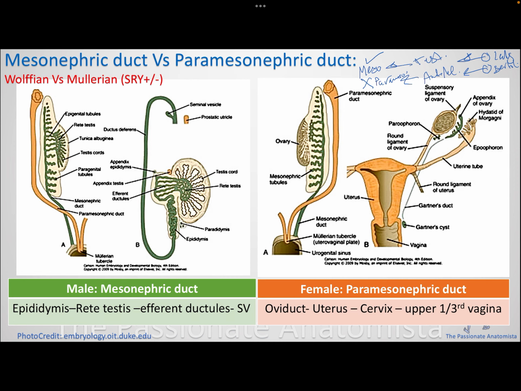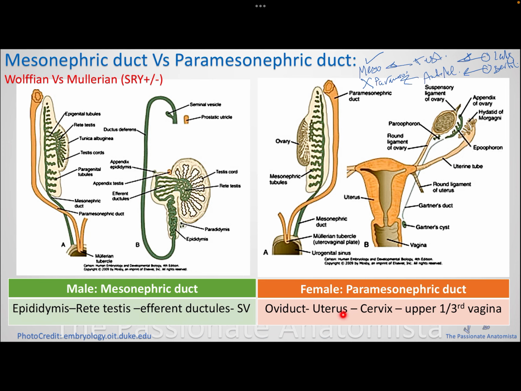Now, if I don't have the SRY gene, it means I don't have testosterone. It means the mesonephric duct is going to regress. So regression of the green one is going to happen if I don't have testosterone, and because I don't have anti-Mullerian hormone, the paramesonephric duct is going to proliferate and give me the story I explained previously, to give me the uterine tube, the uterus, the cervix, and the upper 1/3 of the vagina.